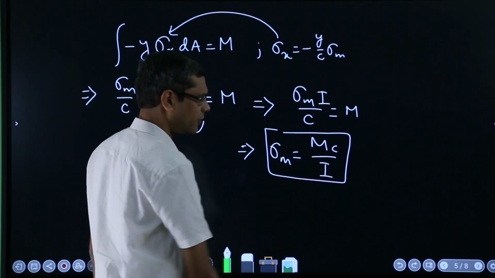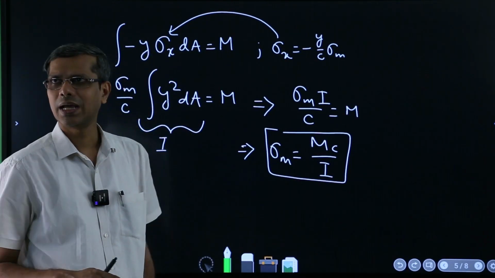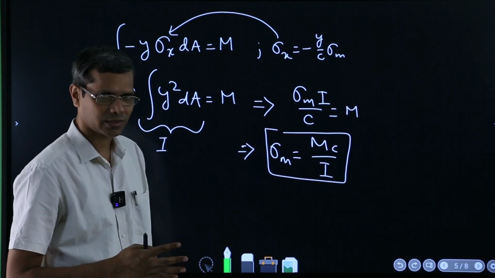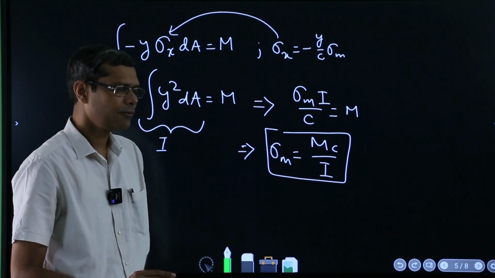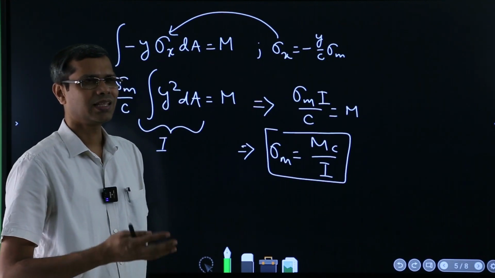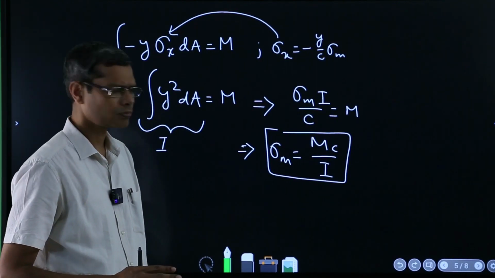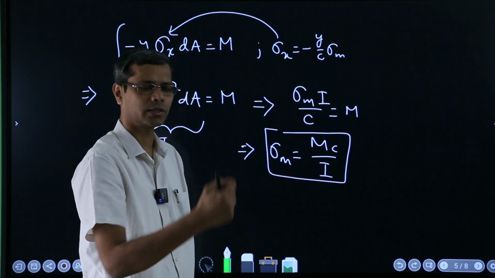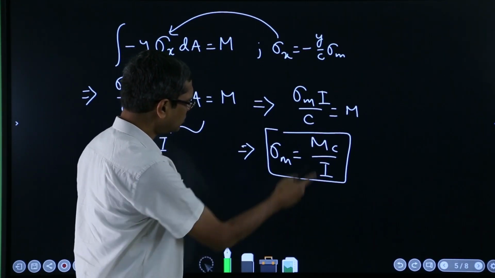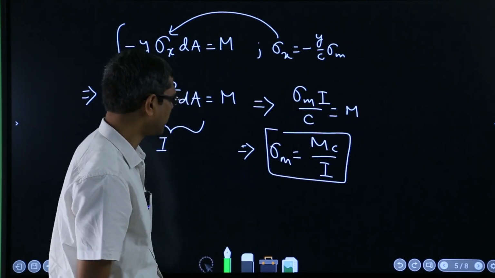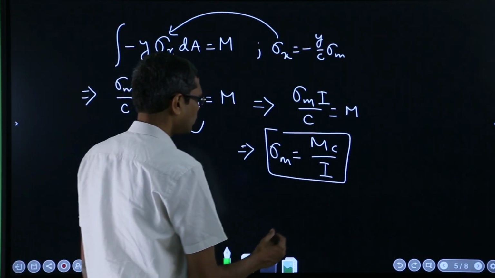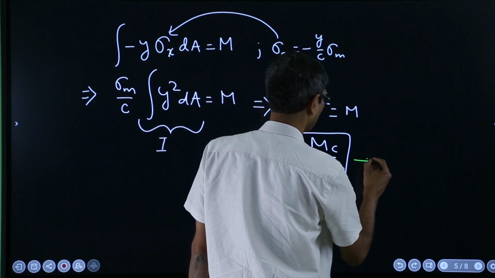And similarly the moment of inertia is like a resistance to your developed stress. That means if you increase this moment of inertia, the stress developed will be reduced for the same moment that you have applied, for the same farthest fiber. Okay, so that's what the equation is telling you.